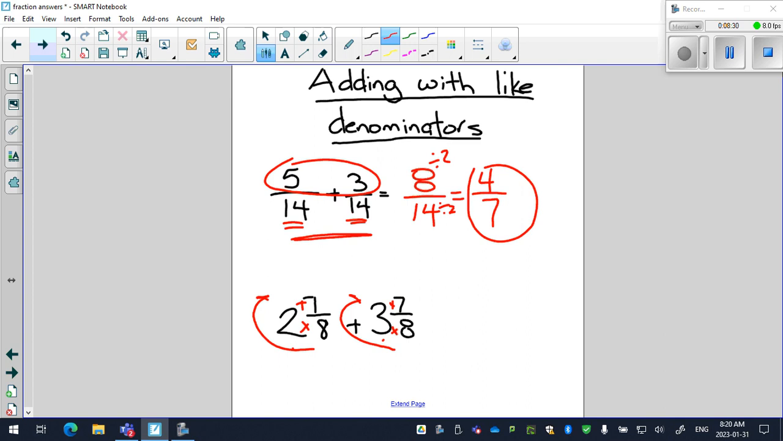So 8 times 2 is 16, and 16 plus 4 is 23 over 8, plus 8 times 3 is 24, and 7 is 31 over 8. And now that the denominators are the same, and now that we have figured out what our numerators are, we can just simply add them across. So that would be, top numbers is 54 divided by 8, and then you would be able to reduce that. Again, we haven't quite talked about it yet, but we will today.